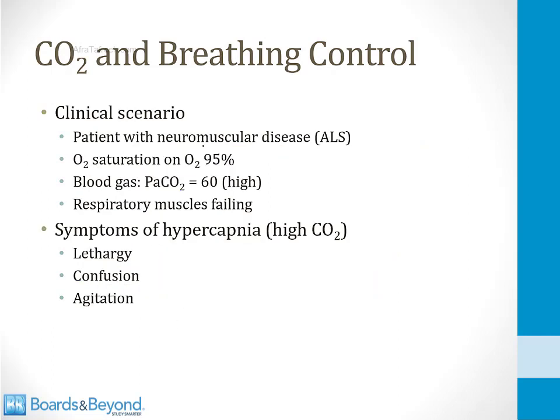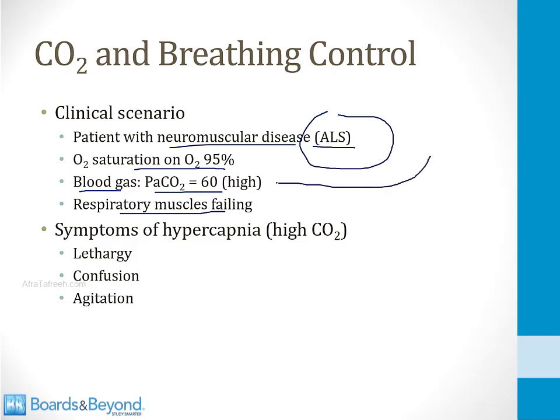Here's another clinical scenario, a patient with neuromuscular disease like ALS. The oxygen saturation on supplemental oxygen therapy is 95%. A blood gas is done and the PaCO2 again is 60, which is high. This means the respiratory muscles are failing. In patients with end-stage ALS, they are often referred for a blood gas, and what their doctor wants to know is, is the CO2 level starting to climb? If it is, it means that that person's disease is getting so severe that they can't ventilate their lungs. Their doctor is using the carbon dioxide level as an indicator of ventilation status.